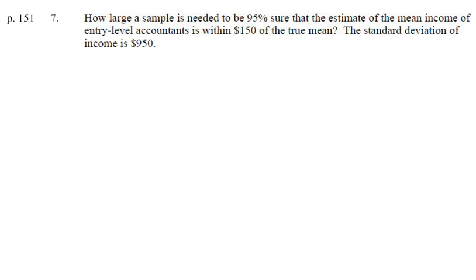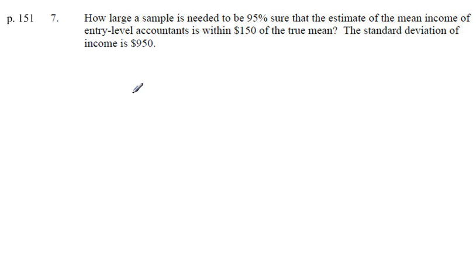So this is saying how many people do we have to survey so that when we make a confidence interval, what number we have for our average is within $150 of that true answer, or the range is plus or minus $150. Now, those people who rely on their calculators to do their confidence intervals, the calculator won't help you here. We've got to do this one by hand.